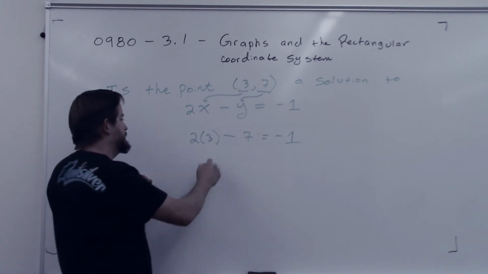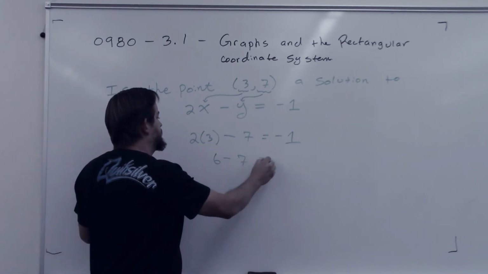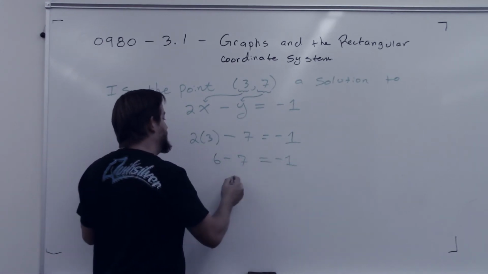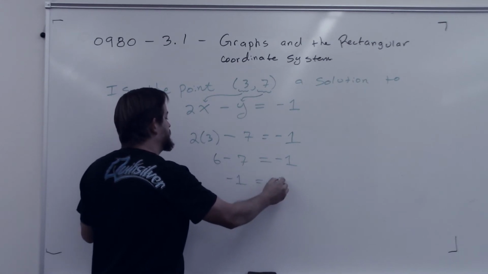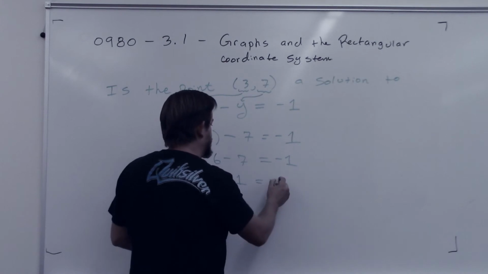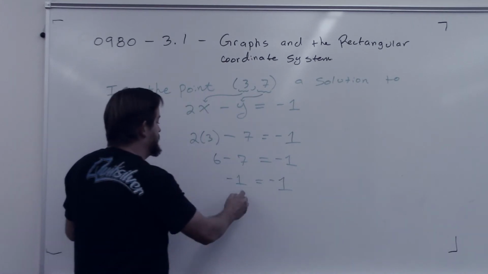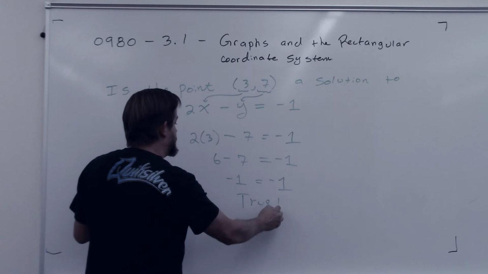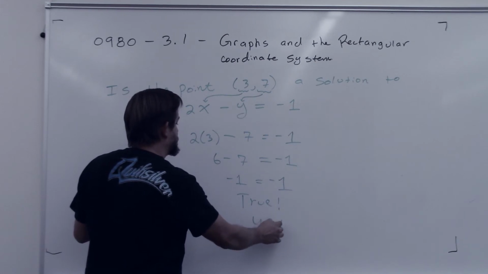Well, that's 6 minus 7. Is that equal to -1? Yes. -1 on the left equals negative 1. But this is true, and because I come down to a true statement, then yes, it is a solution.